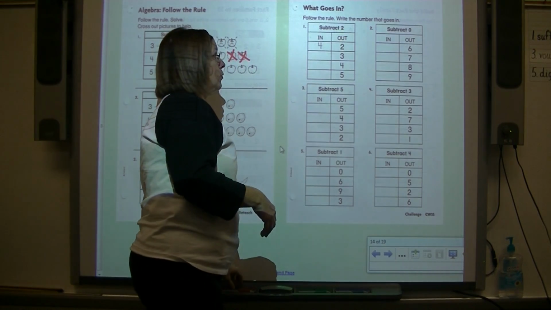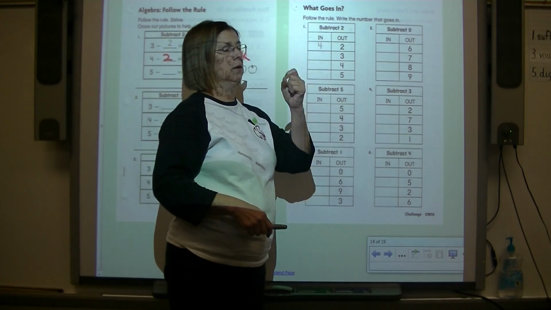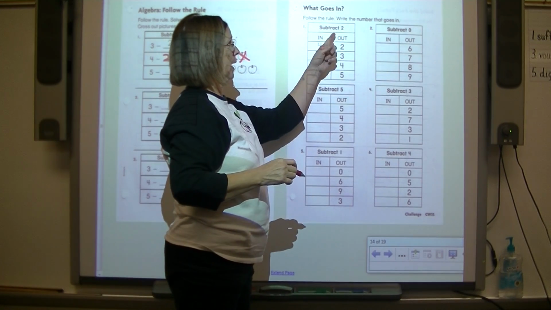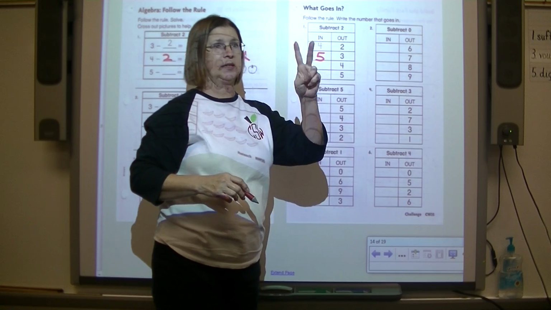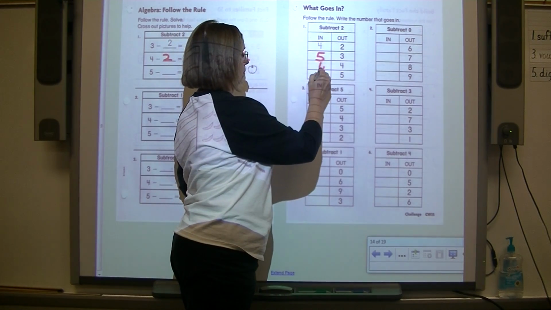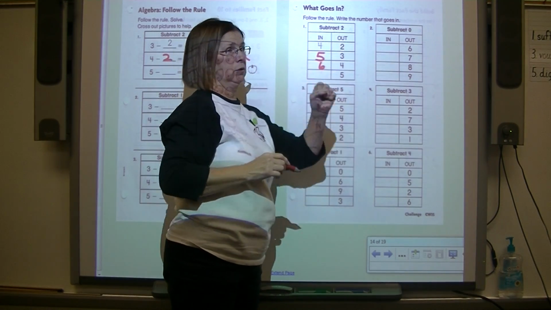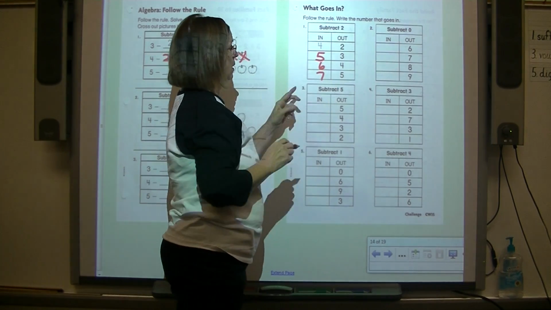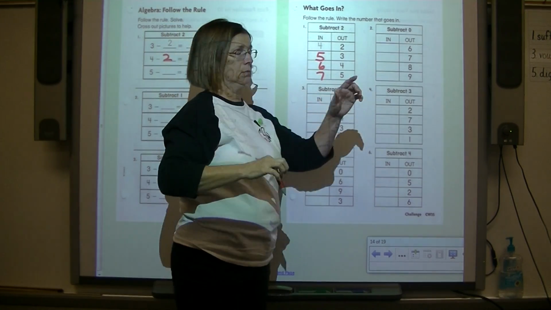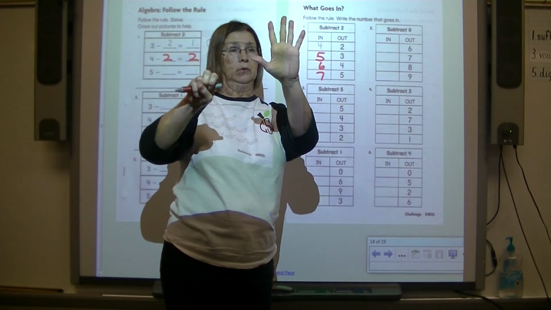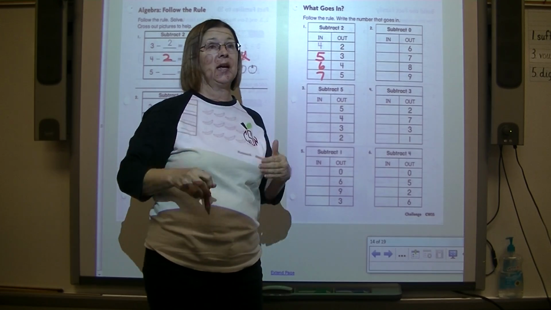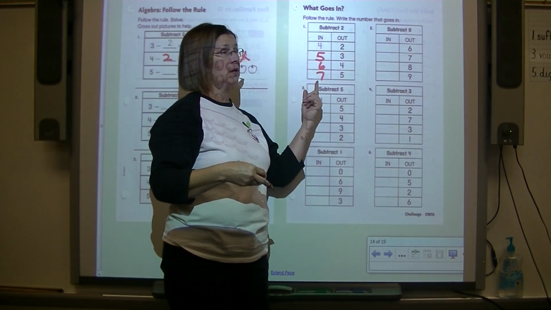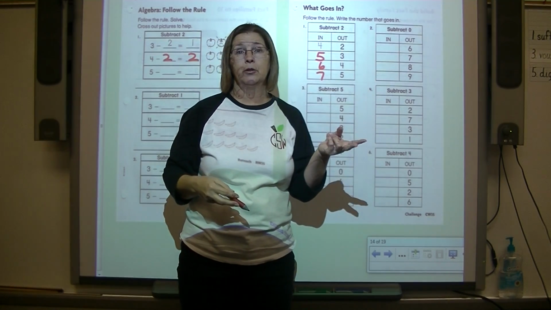So, 3 plus 2, 3, 4, 5. 5 goes here. 4, add 2 more. 4, 5, 6. 5 plus 2, 5, 6, 7. All right? Now, if you say 7, take away 2. Take away 2. You have 5. Addition and subtraction are opposites. And when you are missing the big number in a subtraction problem, just add the 2 little numbers.